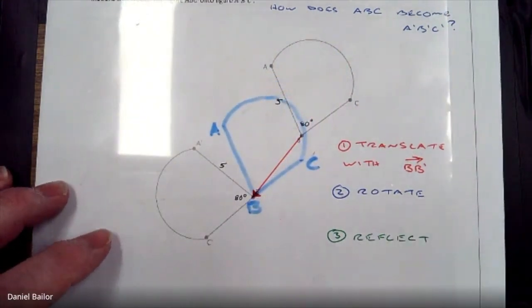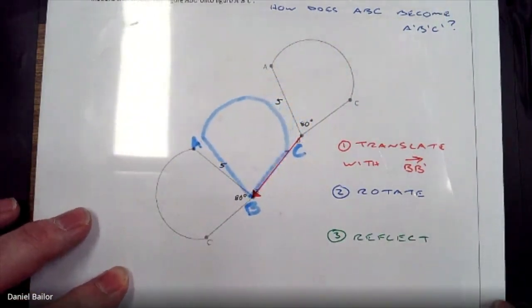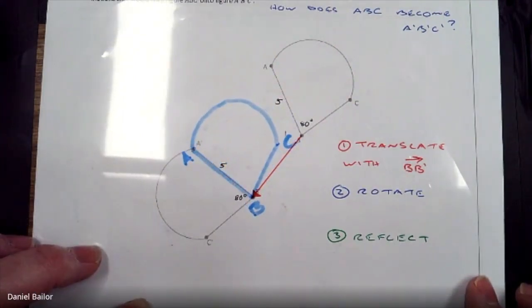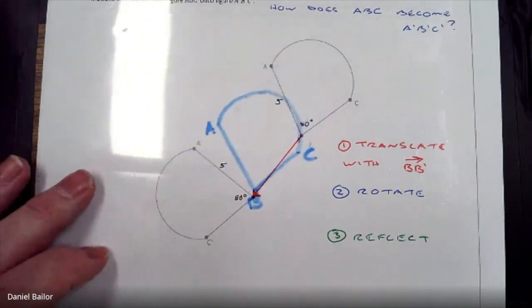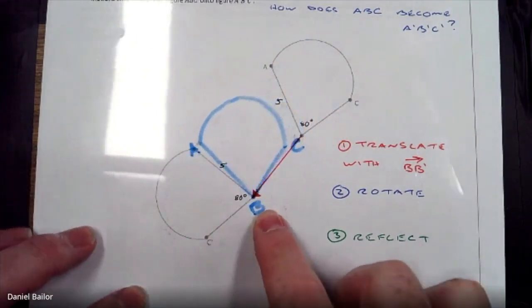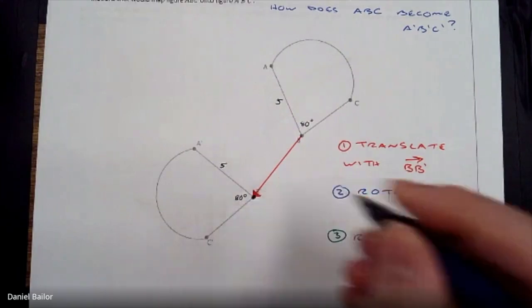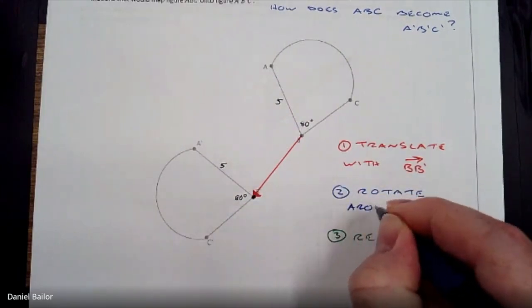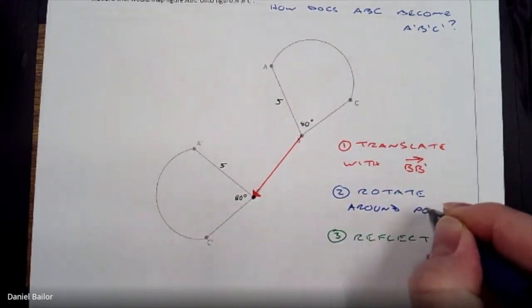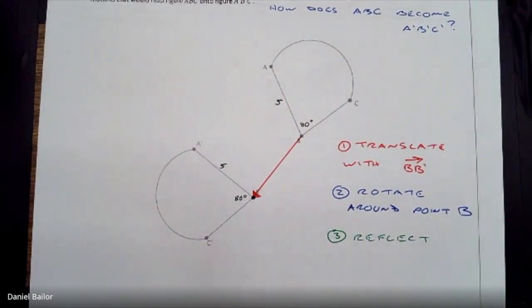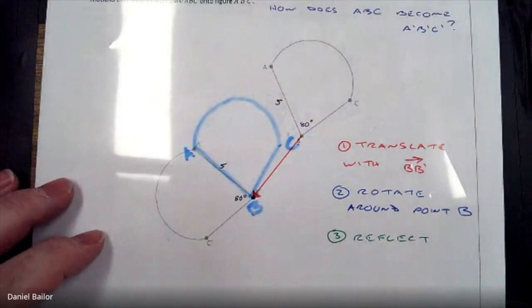And then I rotate. What am I rotating around? What point is staying in the same spot? Well, if you look, B stays in the same spot. So I rotate right here around point B. Now I'm right here after I rotate.